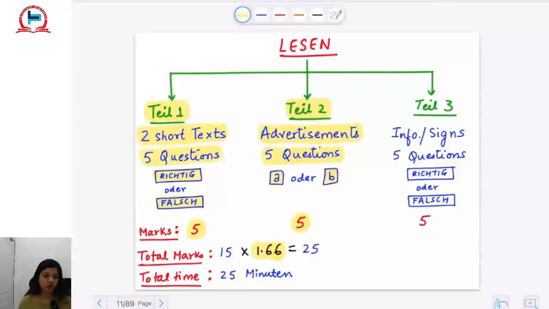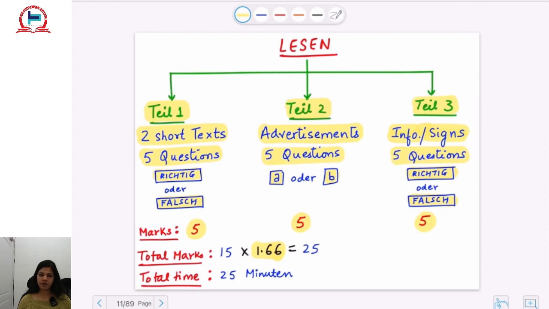Moving on to Teil 3. In Teil 3, there are information, signboards or notices given. On the basis of those notices, there are 5 questions given. 5 small notices will be there, 5 questions will be there, and you have to mark the answer richtig oder falsch, right or wrong. In this part also, always underline the keywords. This part is also for 5 marks.